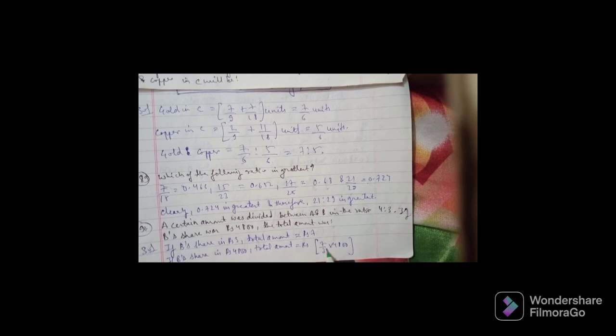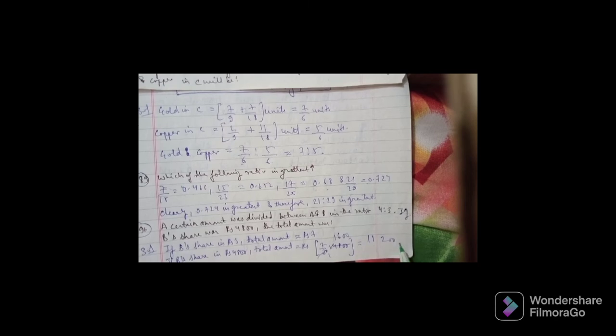It will be further cancelled: 3 ones are 3, 3 ones are 3, and 3 sixes are 18, 0, 0, 16. Then 7 times 16 is 112, so 7 times 1,600 gives the answer rupees 11,200.